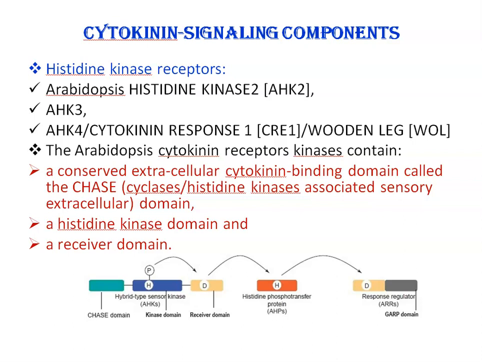The Arabidopsis cytokinin receptor kinases contain three parts. Just look at this diagram. First is a conserved extracellular cytokinin-binding domain called the CHASE, this green. CHASE: cyclases histidine kinases associated sensory extracellular domain. Second is a histidine kinase domain, this blue in color. And third is a receiver domain, this yellow in color, right? So, three parts of histidine kinase receptors that perceive the signal, right?